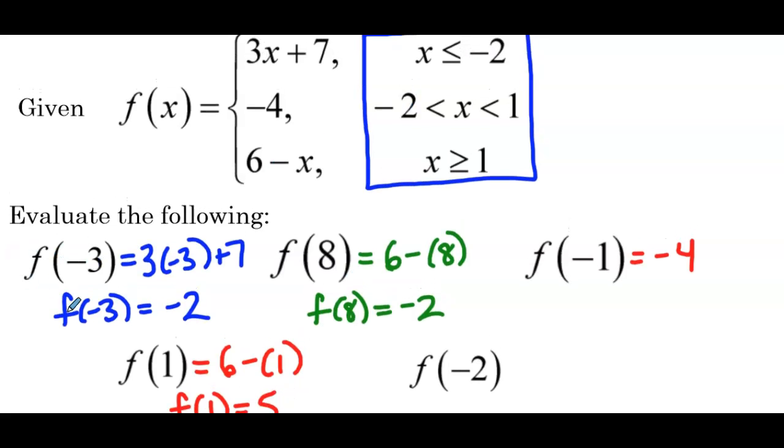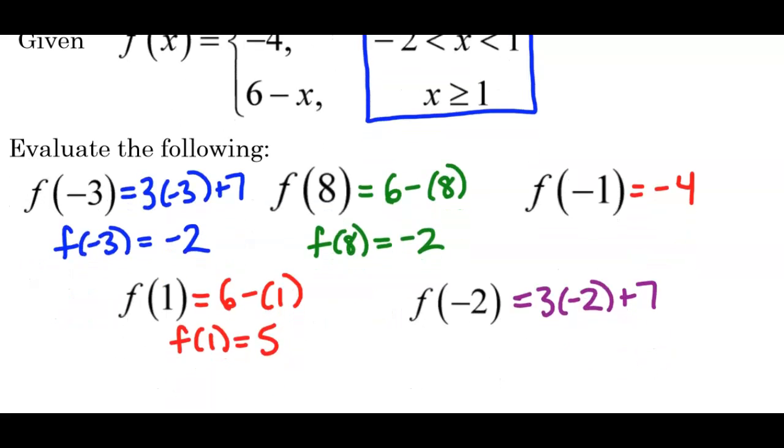And then we have f of negative 2. So again, we start by looking at our domain restrictions, and I see negative 2 in 2 separate domain restrictions. But looking more closely at the inequality sign, I see that x is equal to negative 2 in this top domain. So that means we're going to plug in negative 2 to 3x plus 7. So we have 3 times negative 2 plus 7. So f of negative 2 equals negative 6 plus 7, which is positive 1. Perfect.